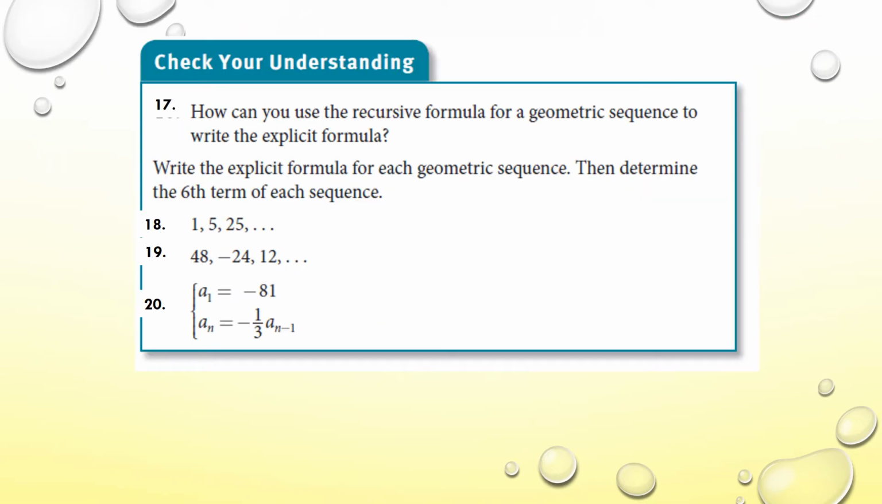So how could we use a recursive formula to write the explicit formula? We'd need to know what the first term was and the ratio. And once we identified the values of those, then we could substitute them into the formula.